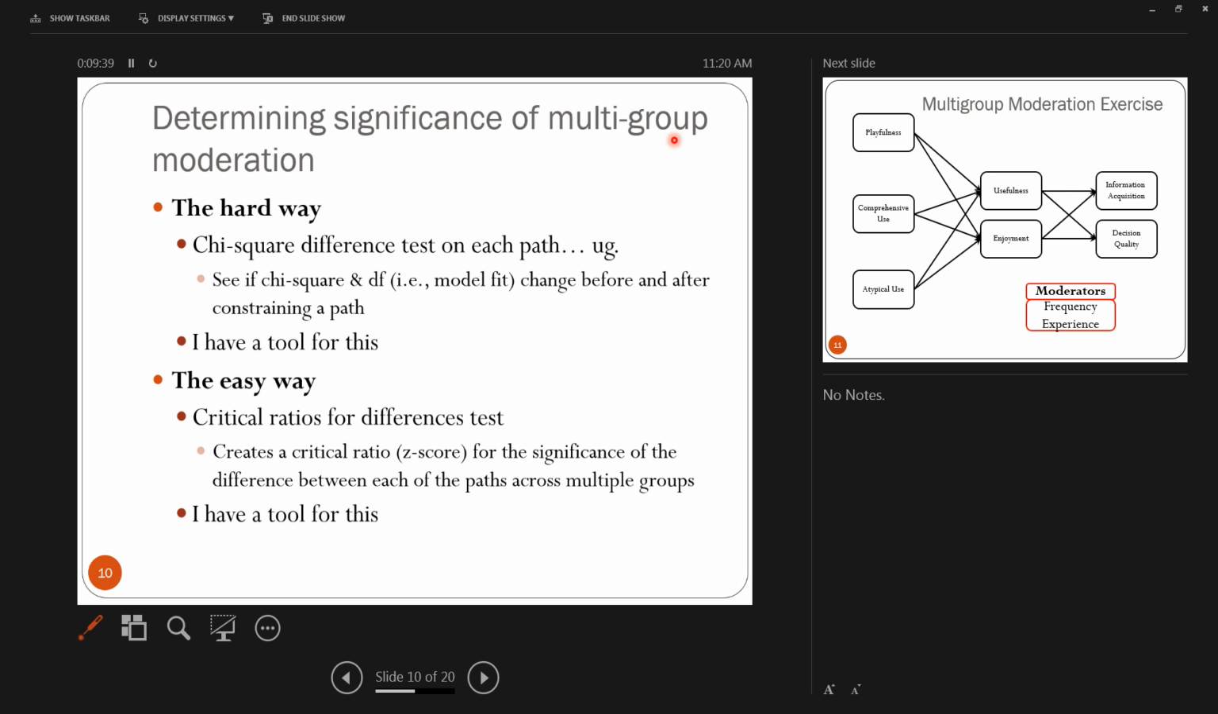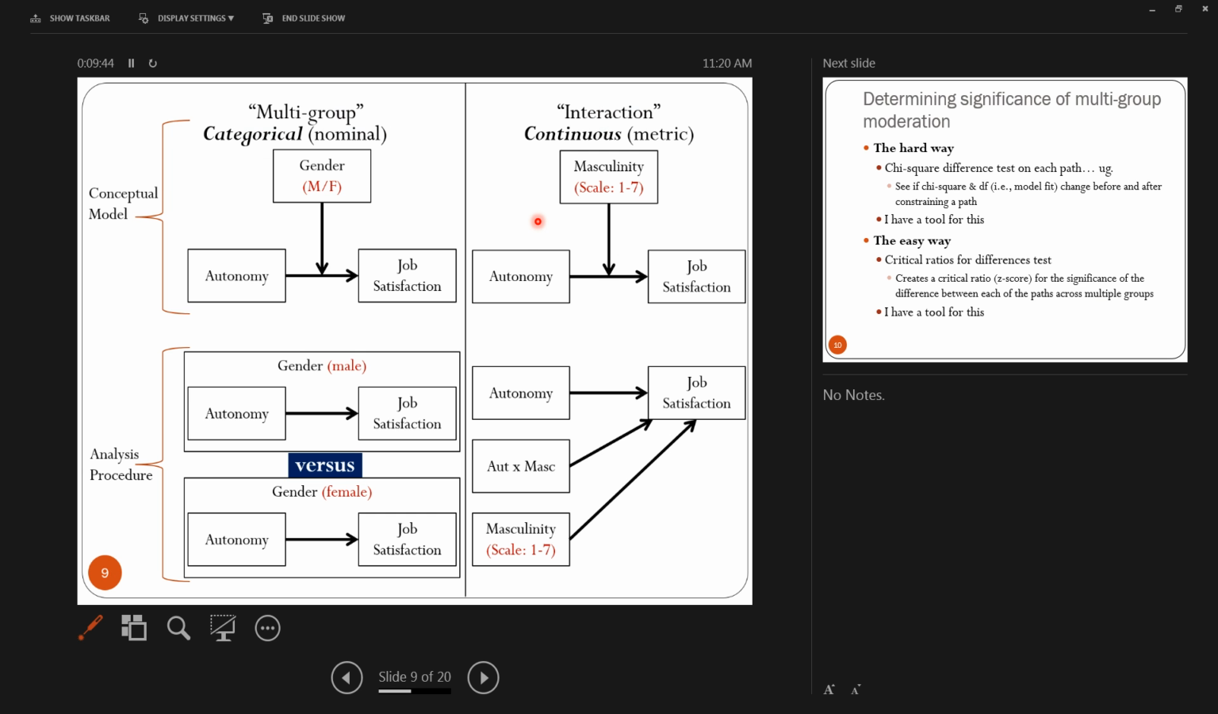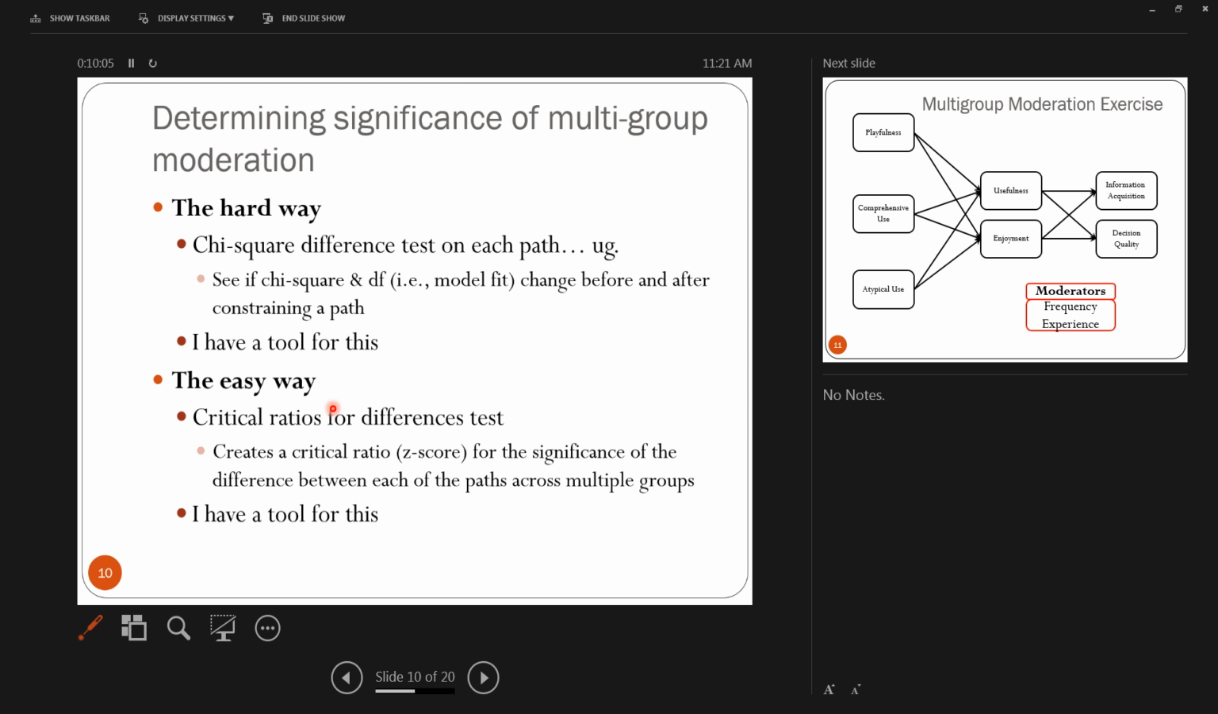So this is for multi-group moderation. If you have two groups, male and female, and you have this path, you run the path for males, and then you constrain males and females to be equal, and you test to see if the model fit changes. Model fit is such an indirect way to assess moderation. Not a great way to do it, but it is the established literature-based way, and I don't do it that way. But I have a tool for it if you want to do it that way, and a video.